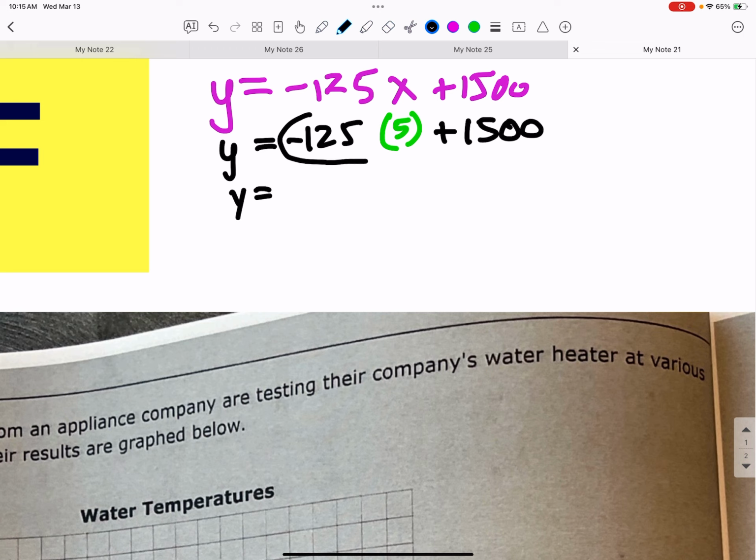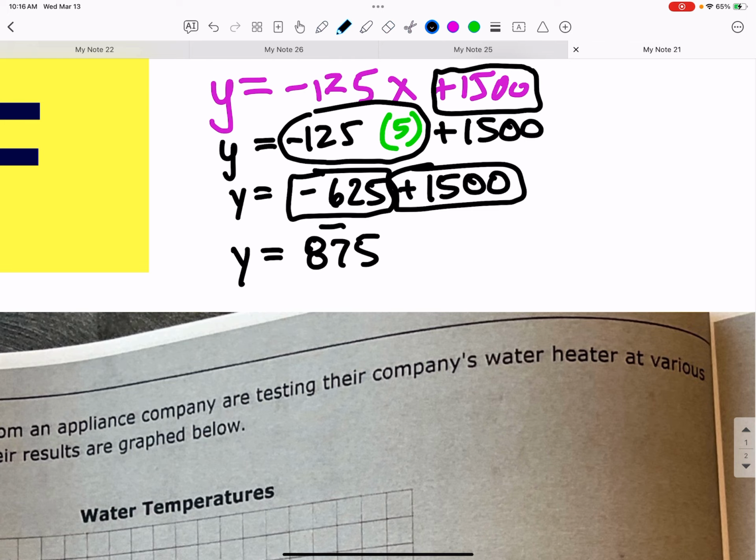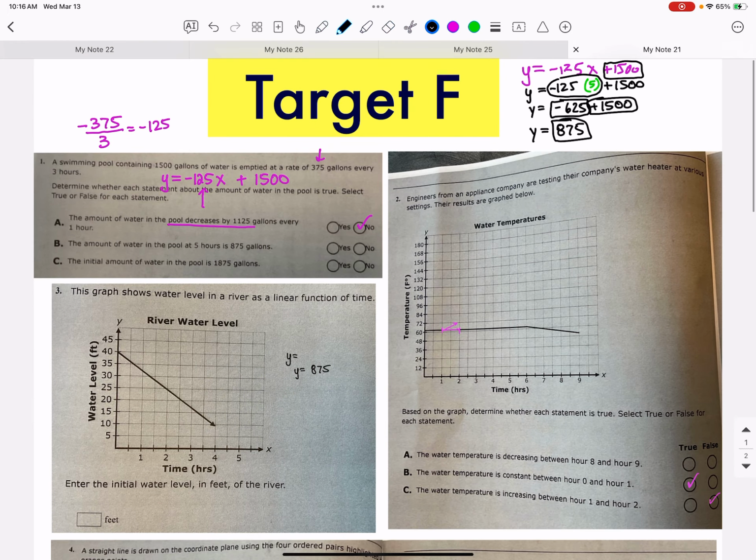Negative 125 times 5 is, what is that? 675? No, let's see. Hey Siri, what's negative 125 times 5? No, it's negative 625. That's what it is. Plus 1,500. If I add those together, negative 625 plus 1,500, the positives win by 875. So in 5 hours, this pool is going to go from 1,500 gallons to 875 gallons. True.